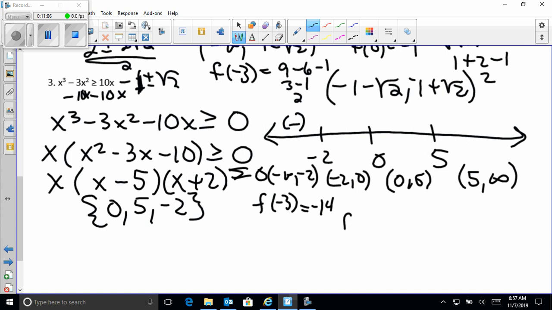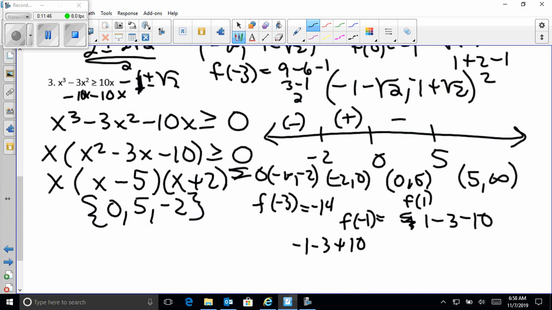For the next one, I'm going to plug in a -1. I end up getting 10 for that. Well, -1 minus 3 plus 10. So that's going to be positive, so it's going to be a positive region. Like I said, you don't even have to worry about exactly what the value is. For this region, I'll plug in a 1. When I plug in a 1, I get 1 minus 3 minus 10. That's going to end up being negative.